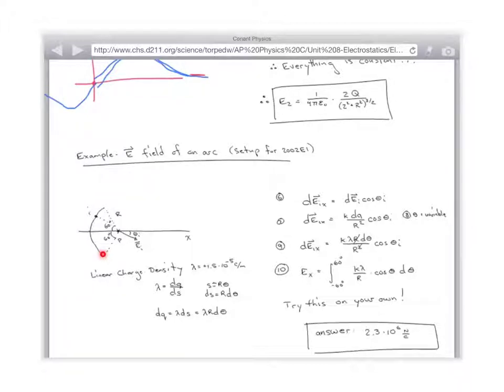So today, your job is to go to your packet and actually try these problems. Good luck.